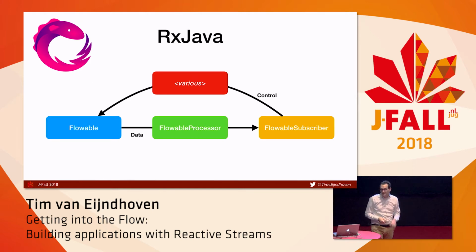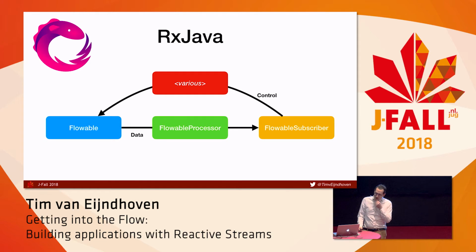So RxJava, when it comes to implementing these Reactive Streams interfaces, it's basically about the flowable, which is the producer side or the publisher side, and the flowable processor and the flowable subscriber. And there are many implementations of subscription, because the subscription is mostly what defines the behavior of how you want to receive the data.